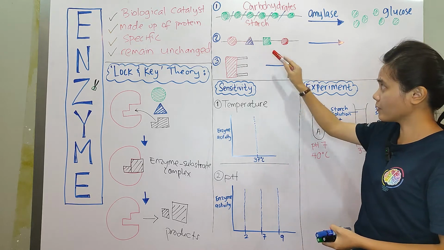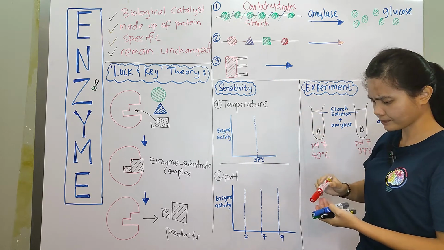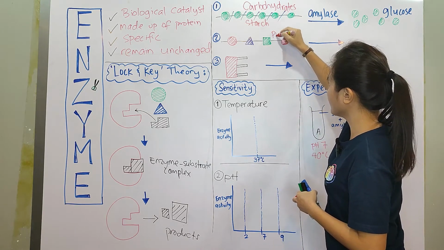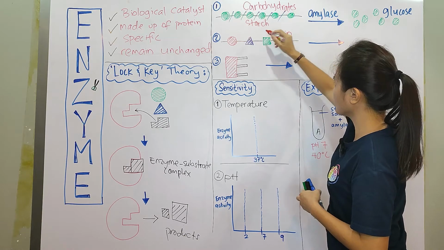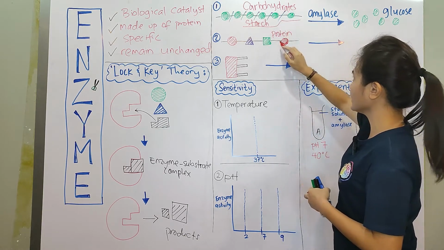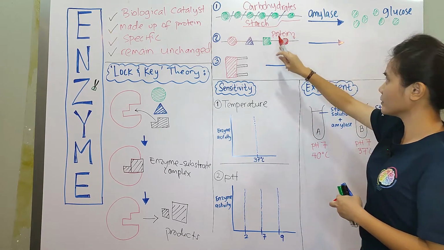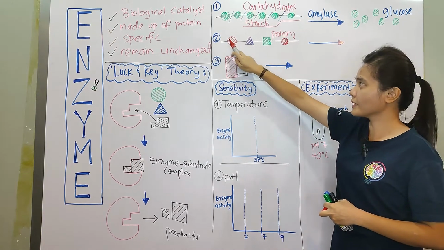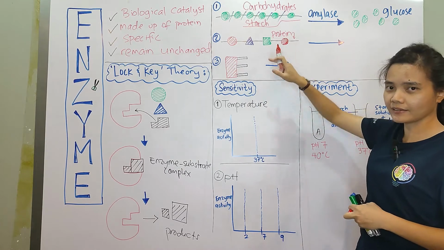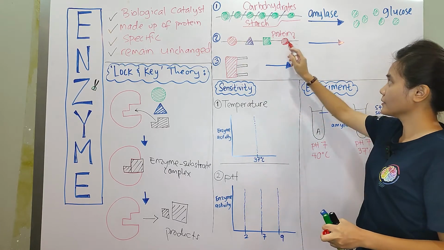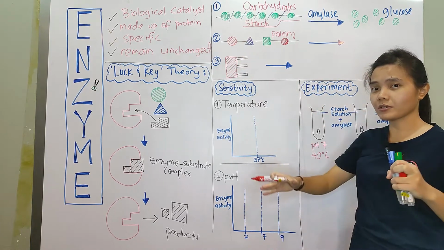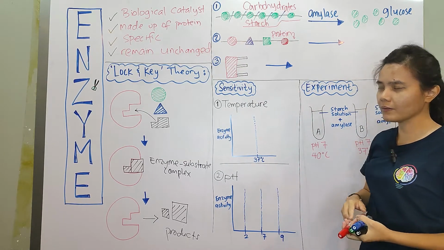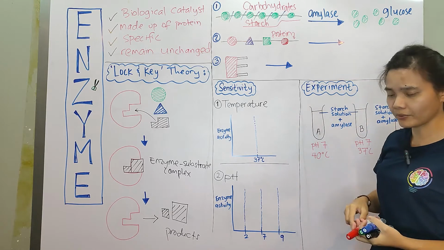So if it is made up of different monomers, this is protein. This is protein, because protein is made up of amino acids. There are different types of amino acid. So protein is made up of different types of amino acid. So if I say that protein is made up of amino acid, then you will know what the product is.